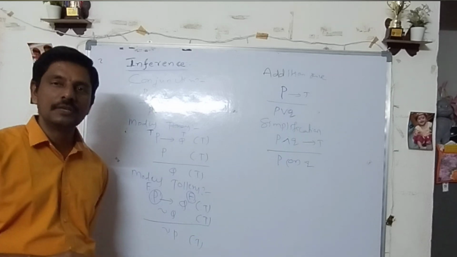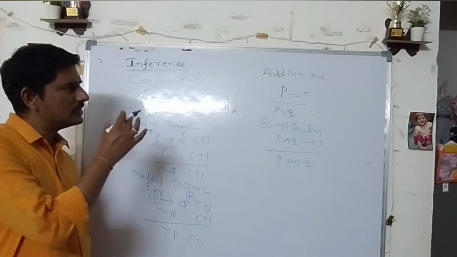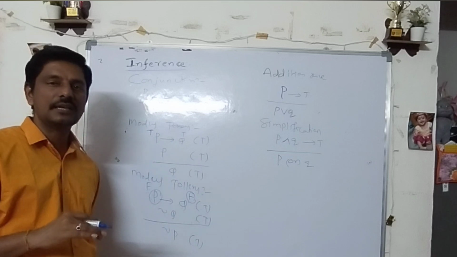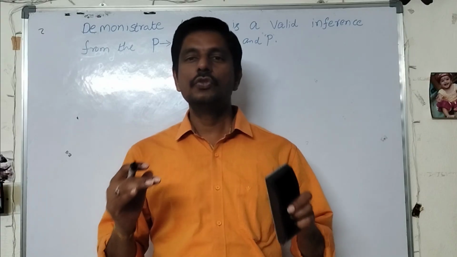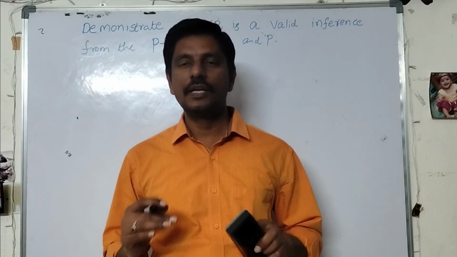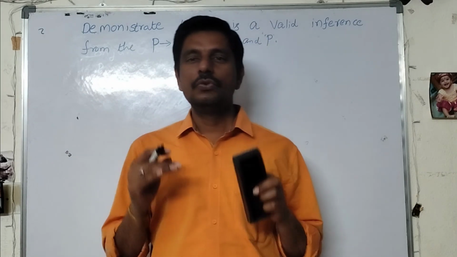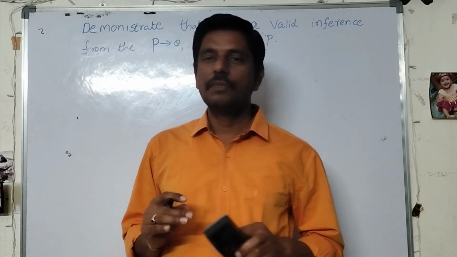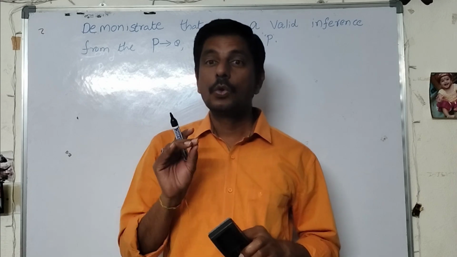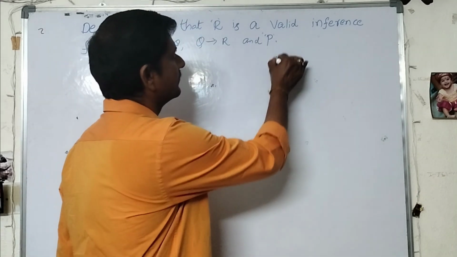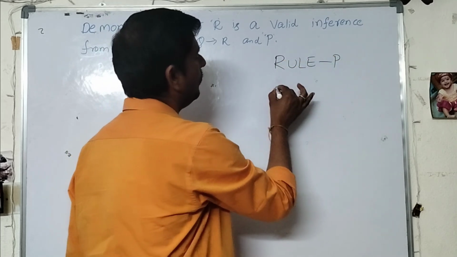There are some more rules, but before discussing those, we will discuss one problem. These are the basic rules which are frequently used to prove the validity of an argument. Before doing the problem, we should know one thing: by using inference rules to prove an argument, we need to remember 2 basic rules, called rule P and rule T.